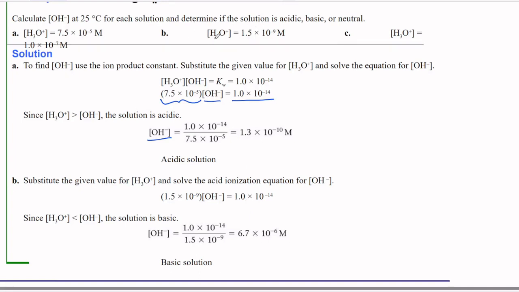B says our hydronium ion concentration is 1.5 times 10 to minus 9. We solve for the hydroxide ion concentration by plugging in the Kw divided by our concentration, and we get 6.7 times 10 to minus 6. Our hydroxide ion concentration is greater than 1 times 10 to minus 7, so in this case we have a basic solution.